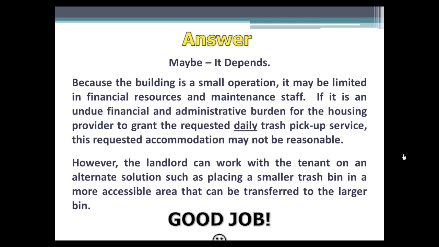So the answer is maybe. It depends. Remember, a reasonable accommodation is reasonable, and it may depend on the size of the building as to whether such a request would be reasonable or not. In this case, because the building is a small operation, it may be limited in financial resources and maintenance staff. If it is an undue financial and/or administrative burden for the housing provider to grant the requested daily trash pickup service, this requested accommodation may not be reasonable.